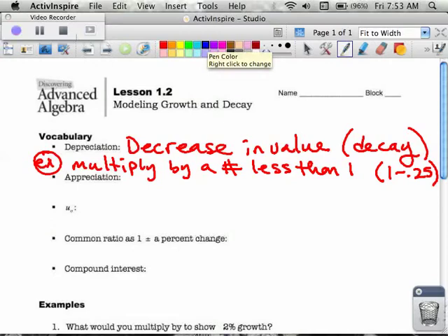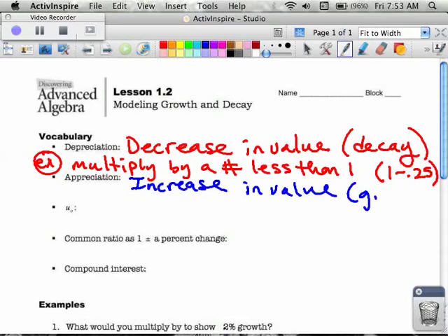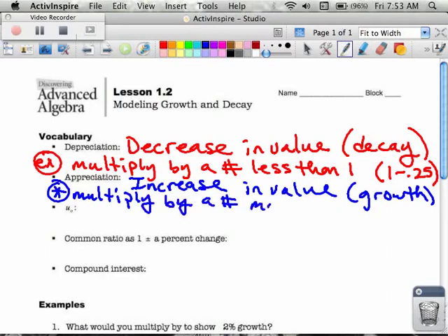To appreciate means the exact opposite then, is to increase in value. Another word for this might be growth. And then for appreciation, that means that you would multiply by a number more than 1. For example, 1 plus 0.10 would mean a 10% appreciation.